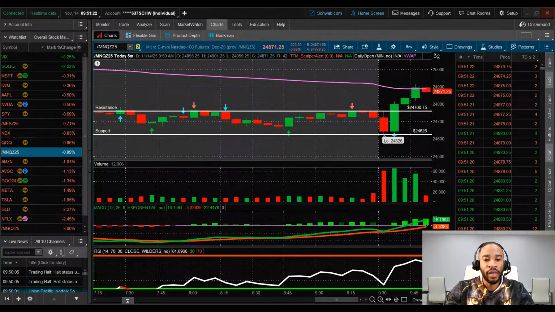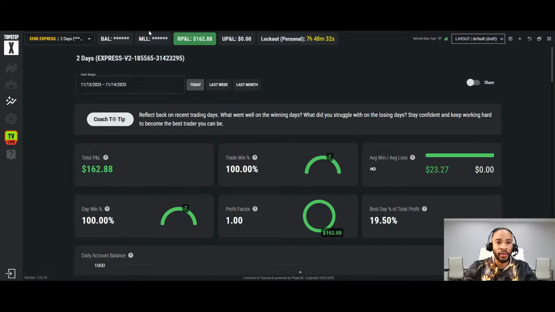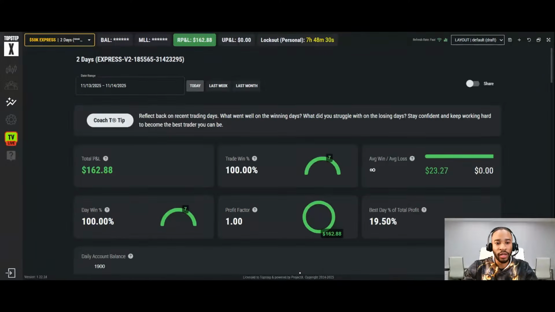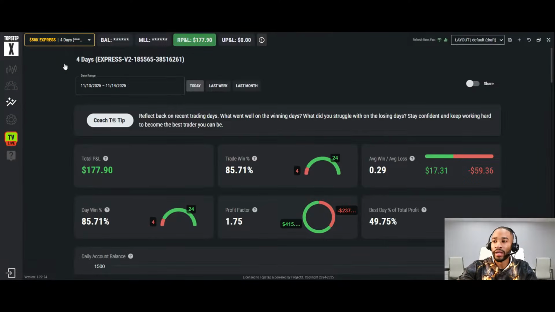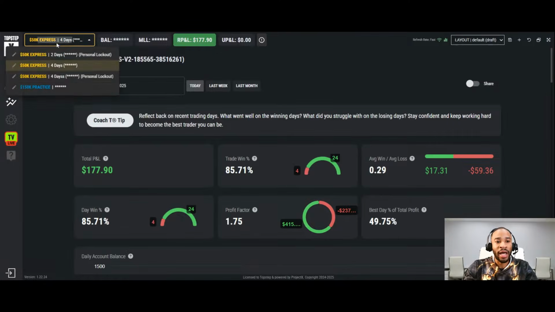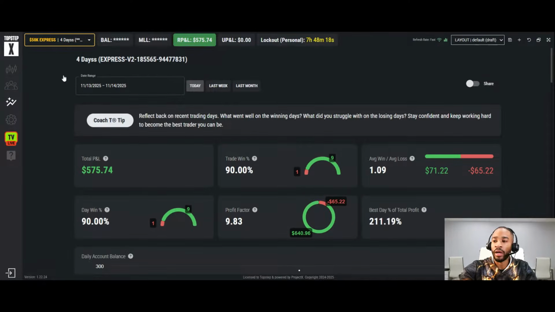All right, so let's see how much we made for the day so far across all of our funded accounts. First funded account, we're up $162.88. Our second funded account, we're up $177.90. And our third funded account, we're up $575.74. So today, family, we made $916.52 for the first 20 minutes of the trading day.